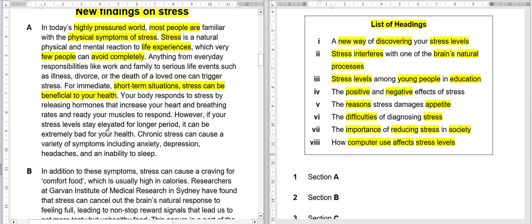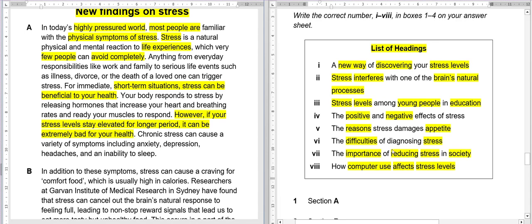However, if stress levels stay elevated for a longer period, it can be extremely bad for your health. In the same breath, they are saying that if you feel stress for a longer period of time, it will be extremely bad for your health. Chronic stress can cause a variety of symptoms, including anxiety, depression, headaches, and an inability to sleep. So these are the effects of chronic stress. You will face symptoms like anxiety, depression, headaches, and you may not be able to sleep, basically an insomnia type problem. I hope the paragraph is clear.